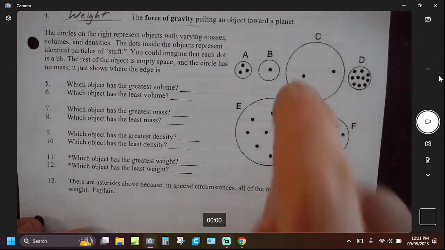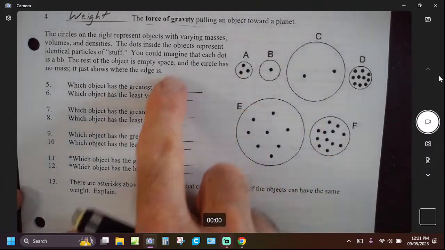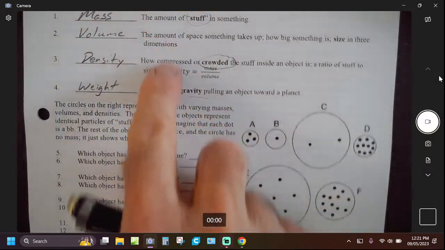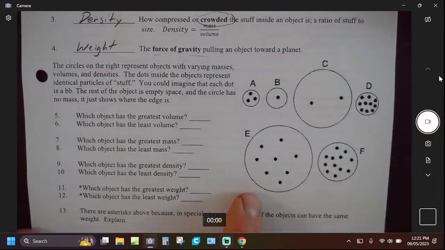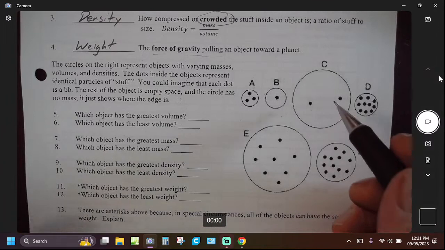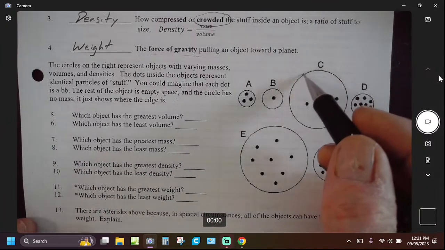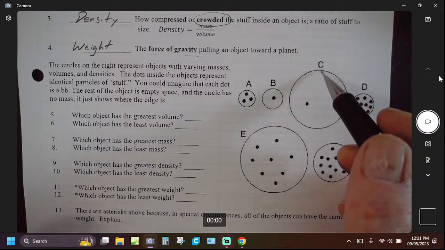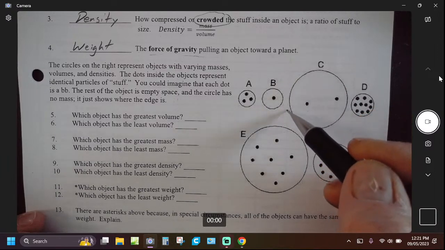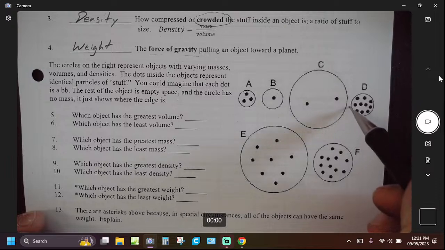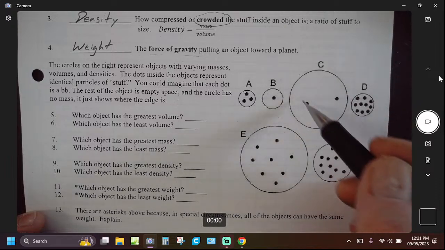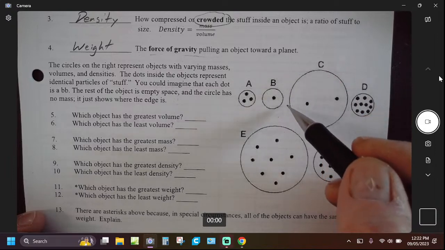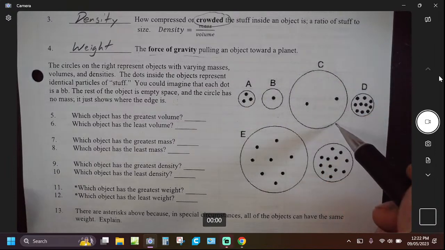These are questions and these are pictures that test your application of those 4 definitions. So the way this works is this line right here, this circle, this is the edge of object C. It's infinitely thin. So this edge right here is just to show us where this is part of C and this isn't. But there's no stuff there. It doesn't count in terms of stuff or mass. That's just the edge of it.